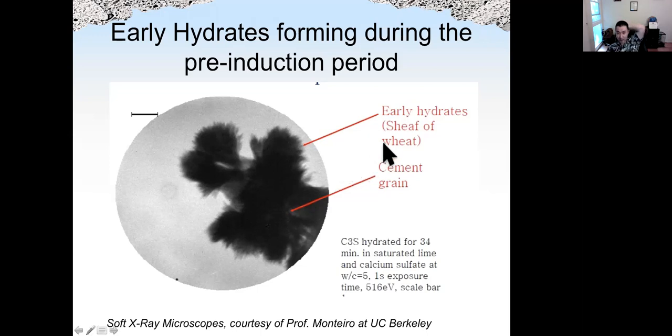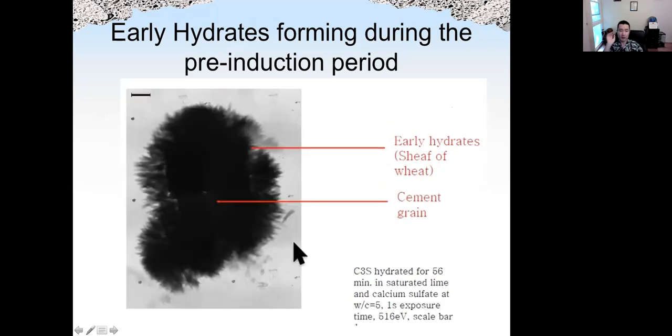As we can see from here, this is the early hydration product formed in the water. This is cement particles suspended in saturated lime and calcium sulfate. So we can see clearly the hydration product, which looks like a sheaf of wheat, precipitate on the cement grain. Here's another picture, early hydration products, precipitating on the surface of the cement grain.